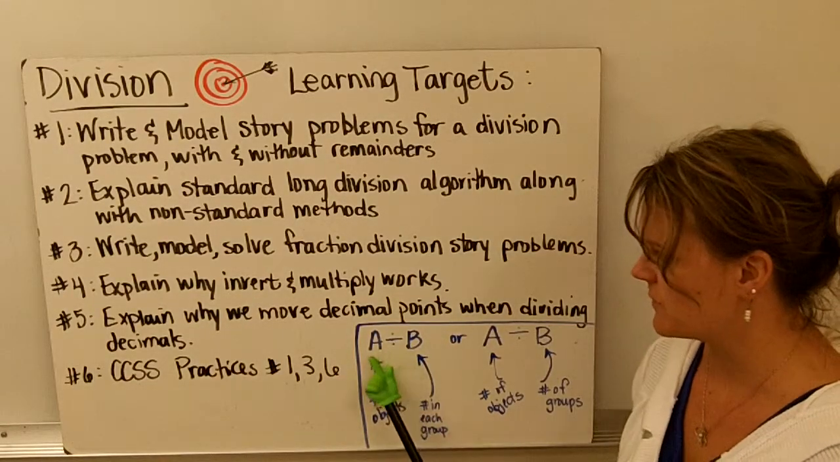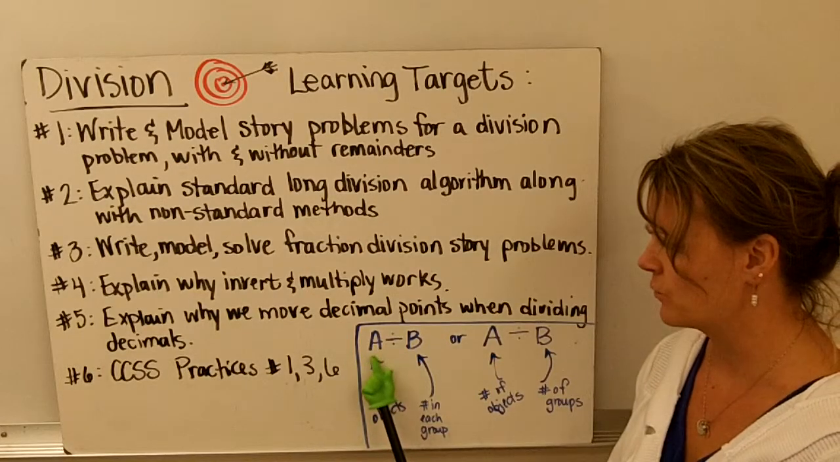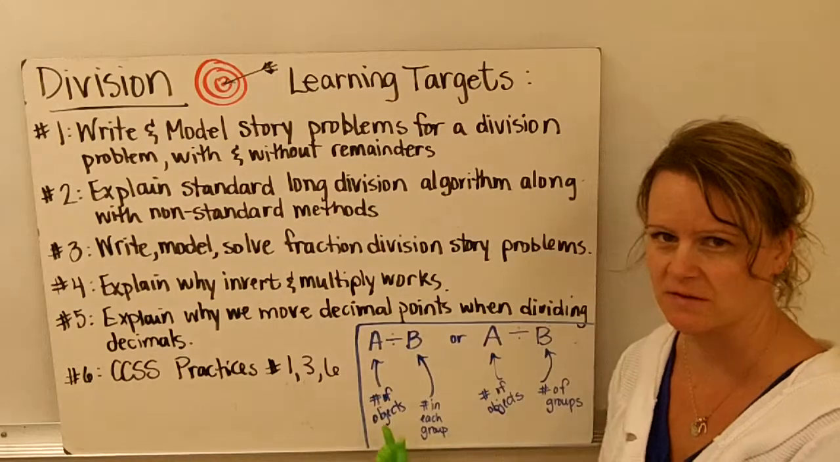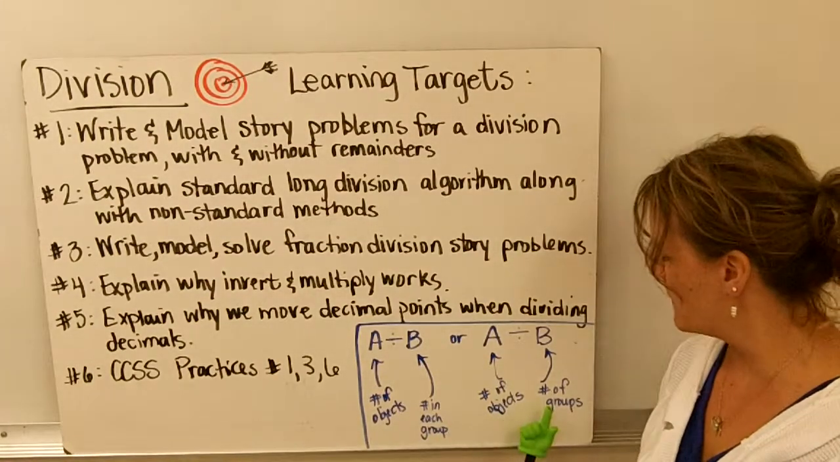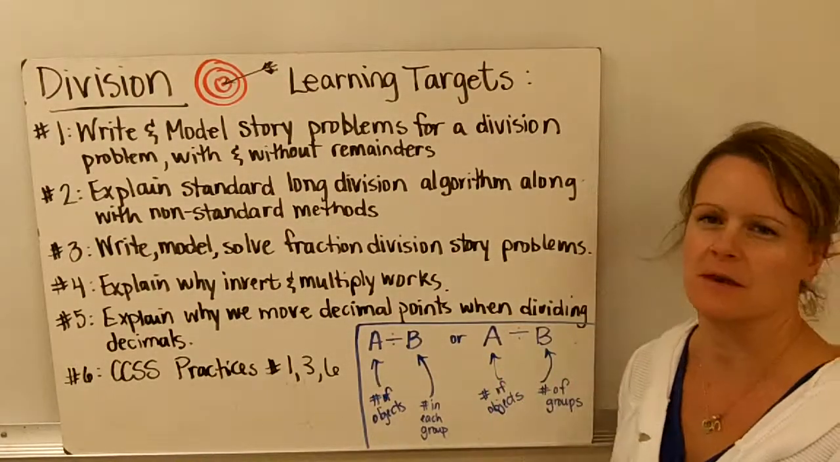Division, of course, could be modeled by A divided by B, and an example of A being a number of objects and B is the number in each group. So this is the how many in each group example. Or we could also have a how many groups example, where A is a number of objects and B is the number of groups.